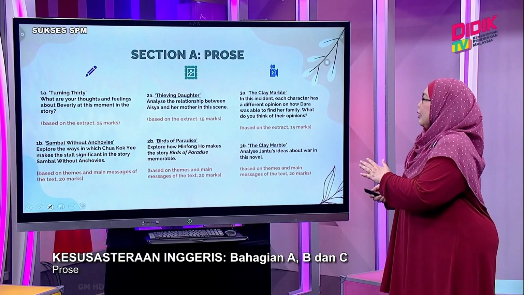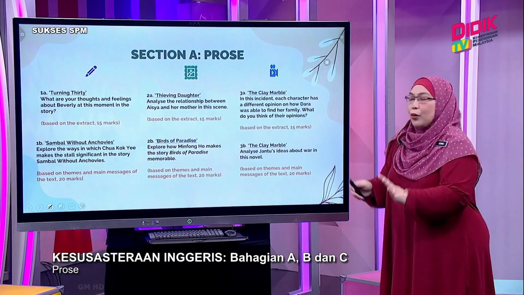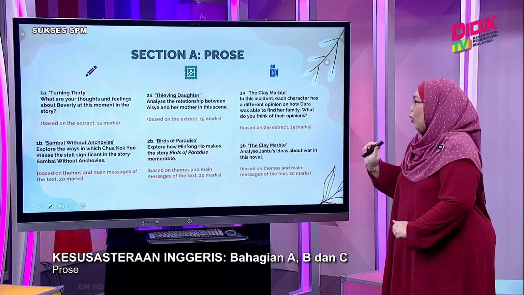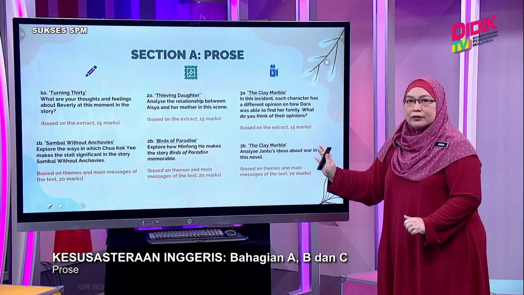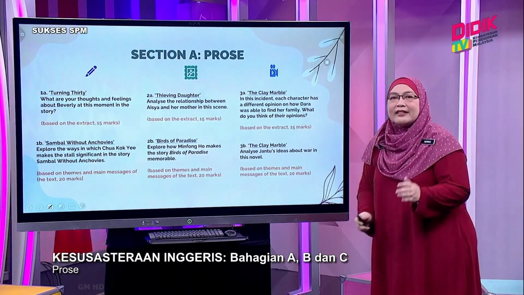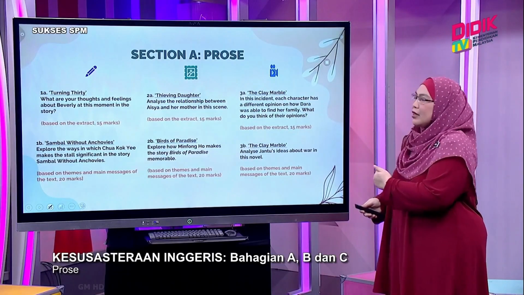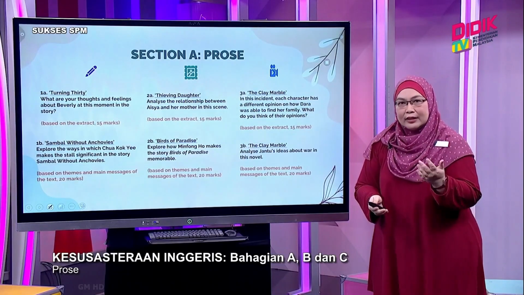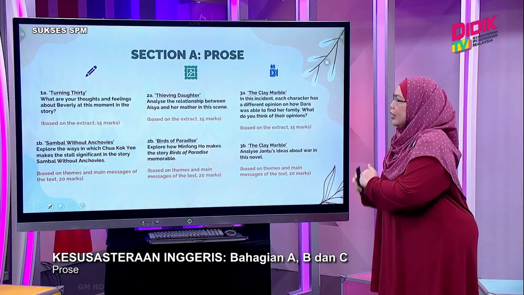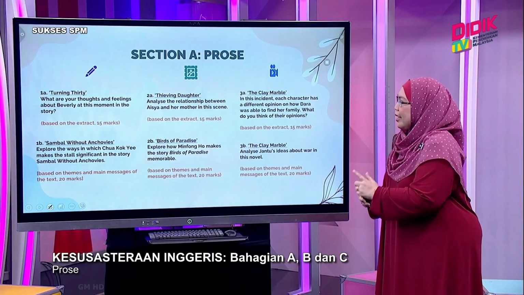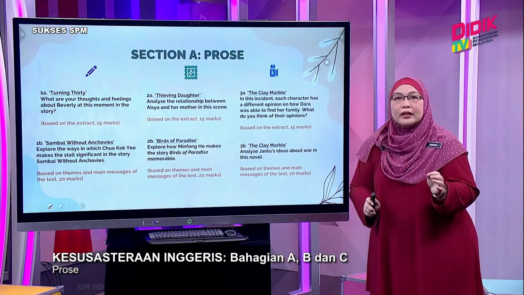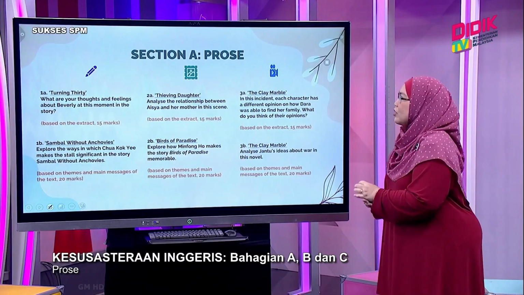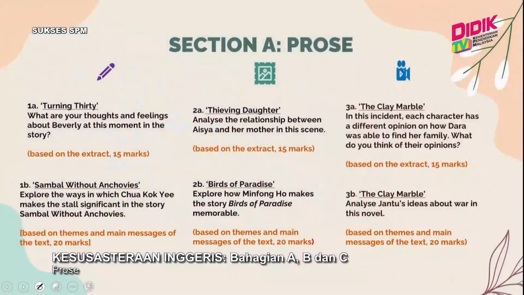So, candidates would have decided whether to do the 6 short stories or one of the 2 novels. And what I have here is an A question and a B question based on Min Fong Ho's The Claimable. Okay, take a look at the questions. Based on Turning 30, 1A. What are your thoughts and feelings about Beverly at this moment in the story? Analyze the relationship between Aisha and her mother in this scene.